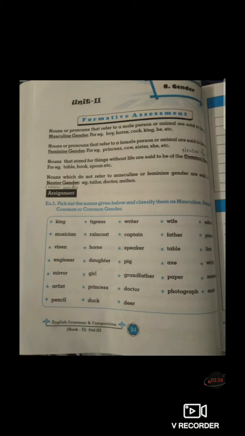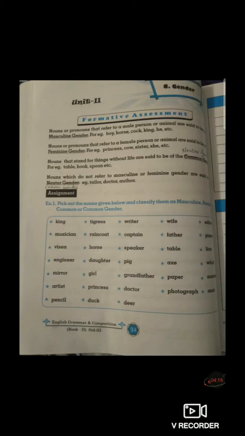Students, again I am repeating the seventh line. There is some correction in your combined book, so please just check. Seventh line. Nouns which do not refer to masculine or feminine gender are said to be neuter gender. Yes, neuter gender is written. Cancel that word and write there common gender. It's a common gender. For example, tailor, doctor, author.